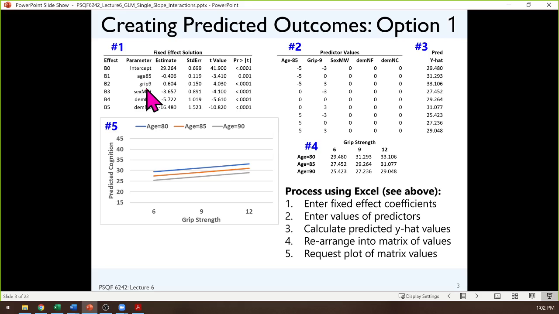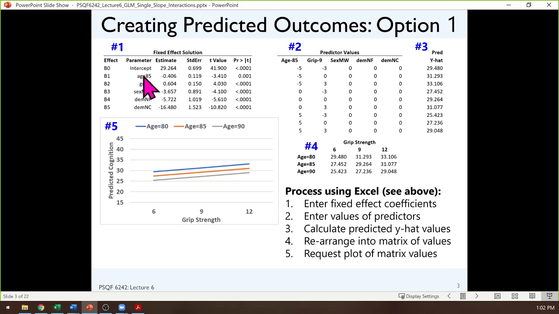Its grip strength is in pounds per square inch, centered at 9 pounds, which was near the mean. We have a binary variable for gender, men versus women, and then we have two dummy-coded contrasts for dementia group, where N stands for none, F stands for future, and C stands for current. And so this was my model.